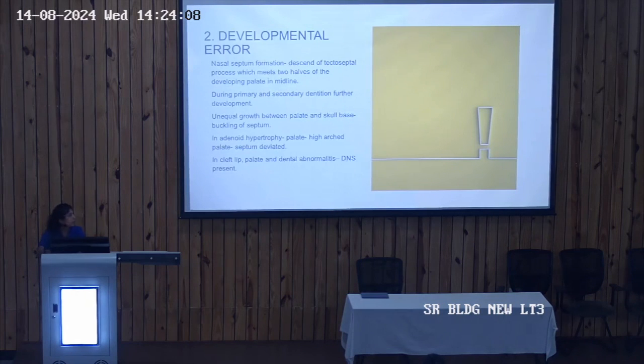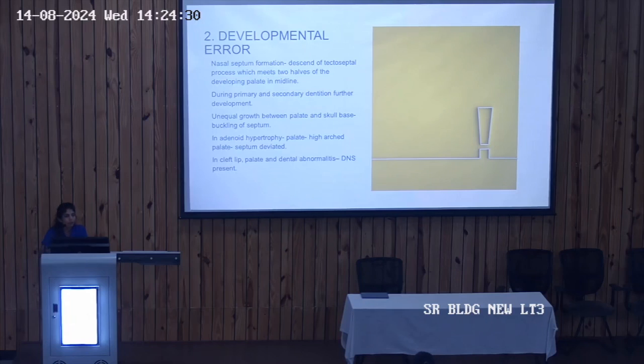How is the nasal septum formed? It is the descent of the tectoseptal process, which meets the two halves of the developing palate in the midline. Then during primary and secondary dentition, further development of the septum occurs. Then there can be unequal growth between the palate and the skull base. This will cause basically the buckling of the septum.